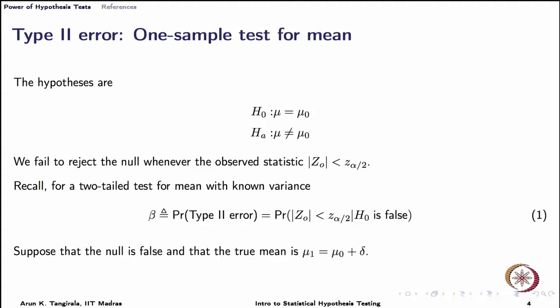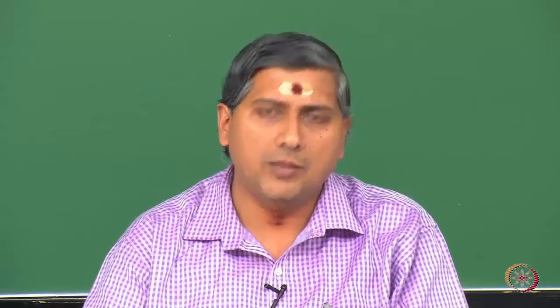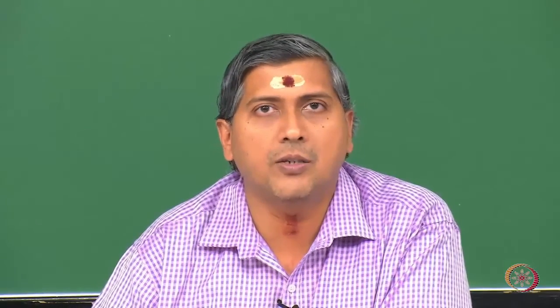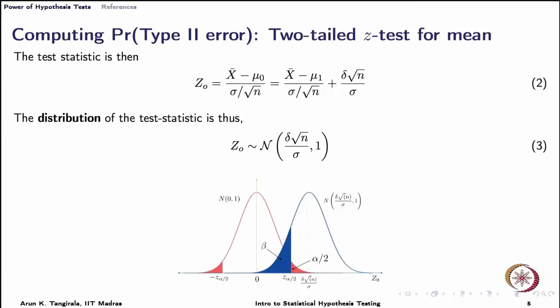Now we need a way of computing this beta. It is pretty straightforward, although a few steps are involved. Most of the steps are just common sense. We just go by this definition in equation 1 and derive the expression for computing beta. Now, let us get started.